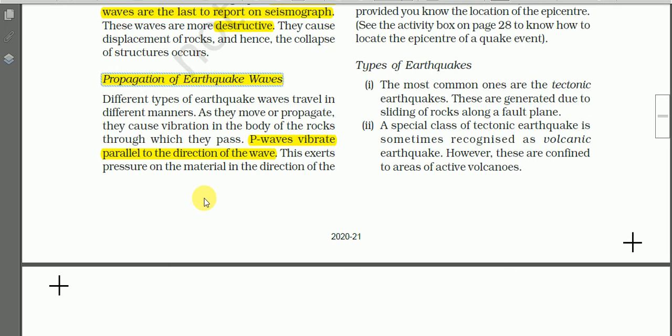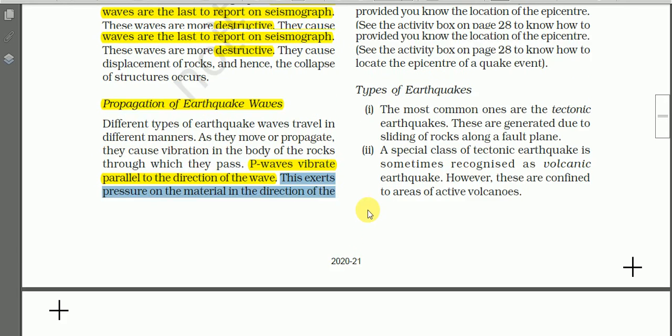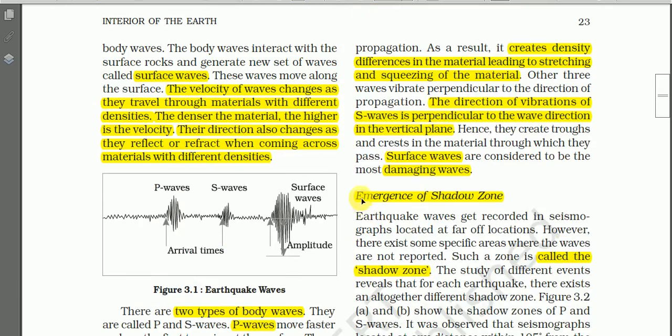As they move or propagate, they cause vibration of the body of the rocks through which they pass. P waves vibrate parallel to the direction of waves. This exerts pressure on the material in the direction of propagation, and as a result it creates density differences in the material, leading to stretching and squeezing of the material.